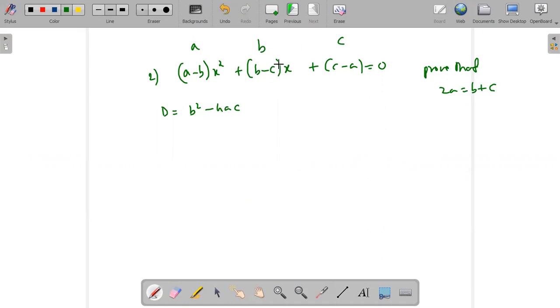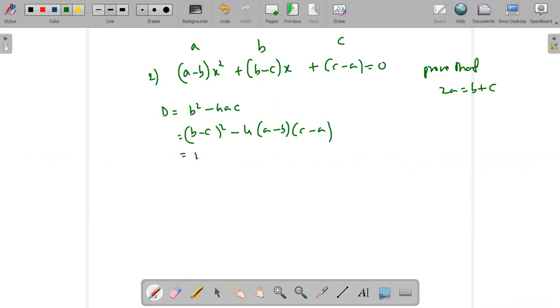Now b square means we'll have to square the coefficient of x. So this is going to be b minus c whole square minus 4 into a value, which is a minus b, into c value, which is c minus a. Okay, so the roots of this equation I am going to find out. So when I am solving this, what will happen?